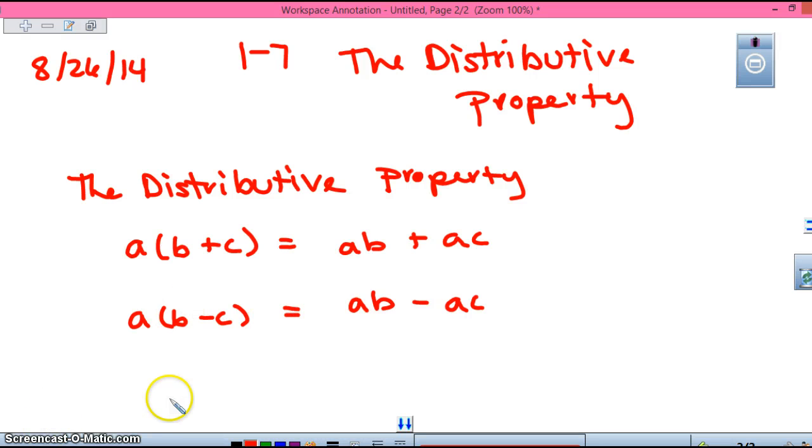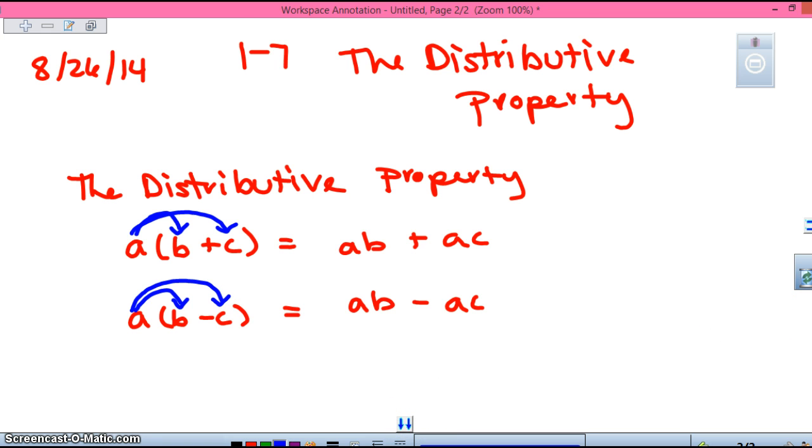Today we're talking about the distributive property. The distributive property is saying that when you're multiplying something in parentheses, we multiply it times whatever is outside the parentheses. So for example, we would multiply a times b and a times c. So we see here a times b plus a times c. A times b minus a times c.